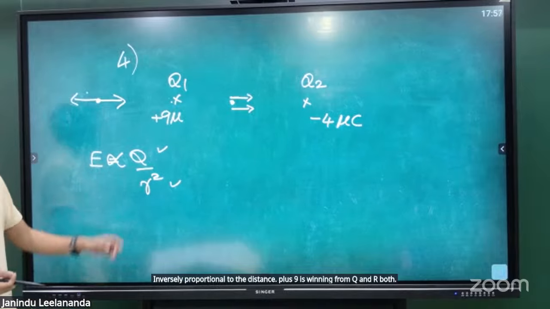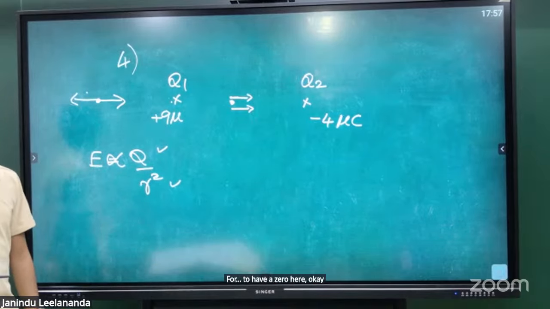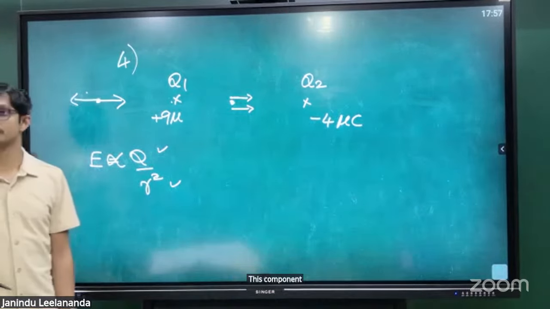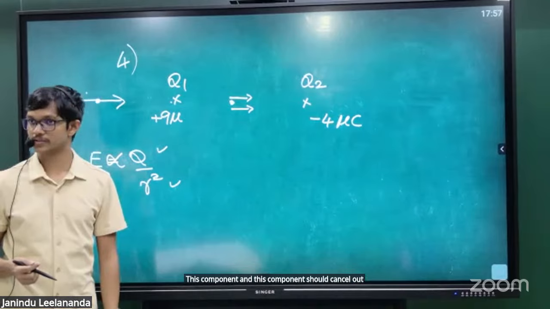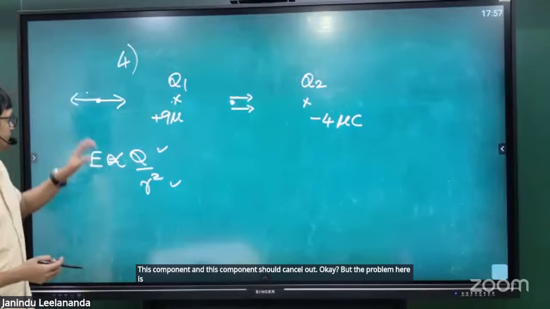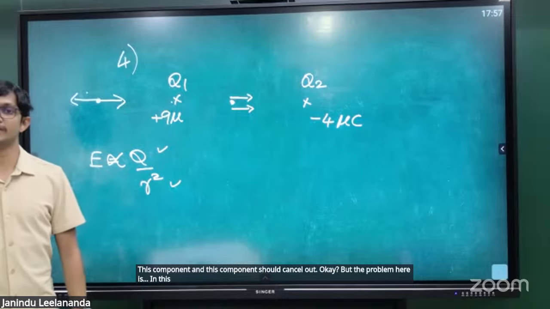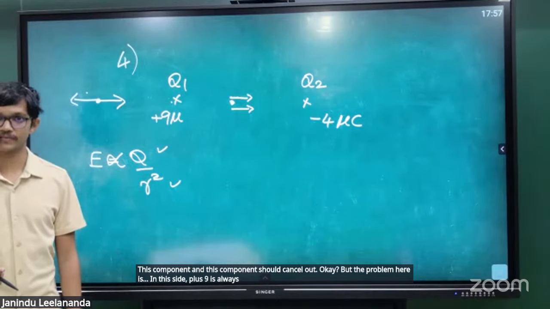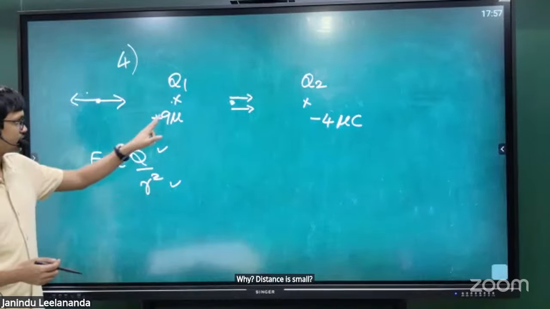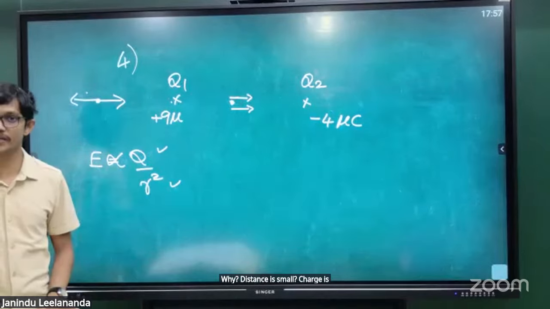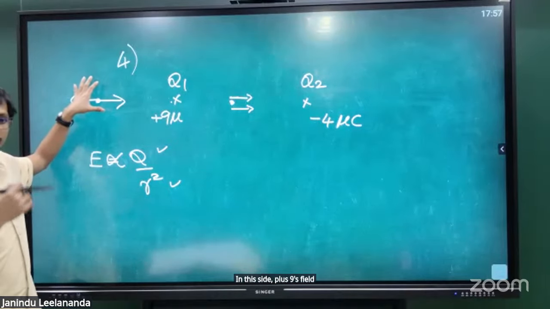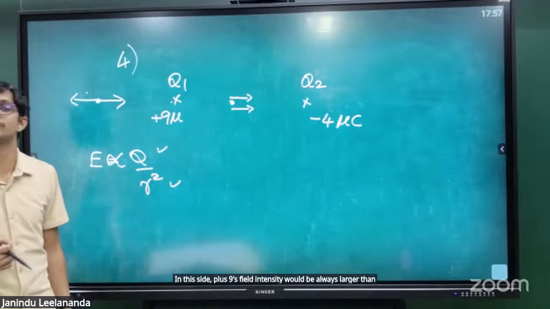To have a 0 here, this component and this component should cancel out. But the problem here is, on this side, plus 9 is always winning. Why? Distance is small, charge is large. On this side, plus 9's field intensity would always be larger than minus 4's.